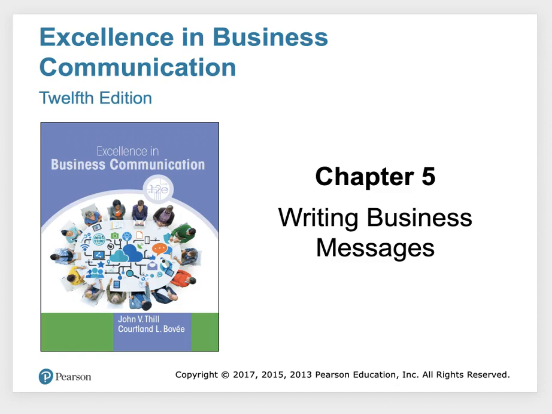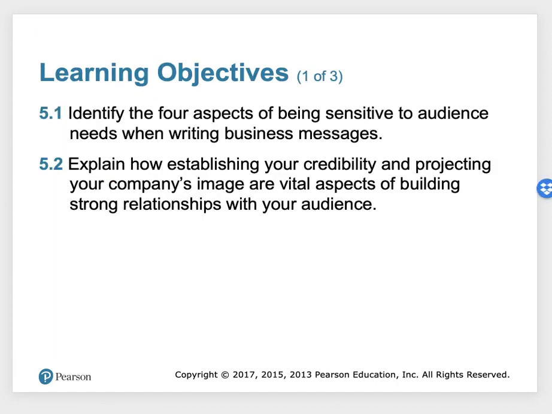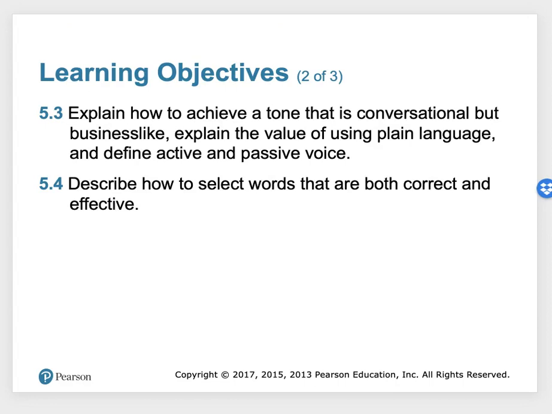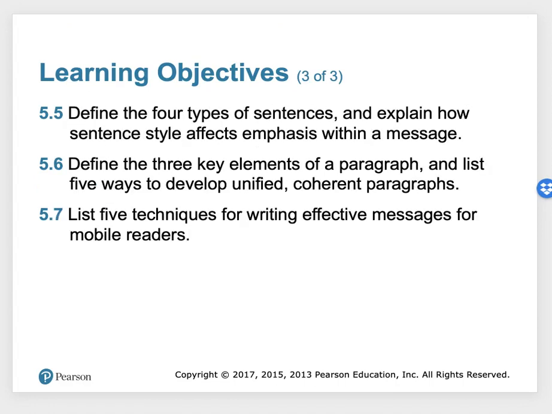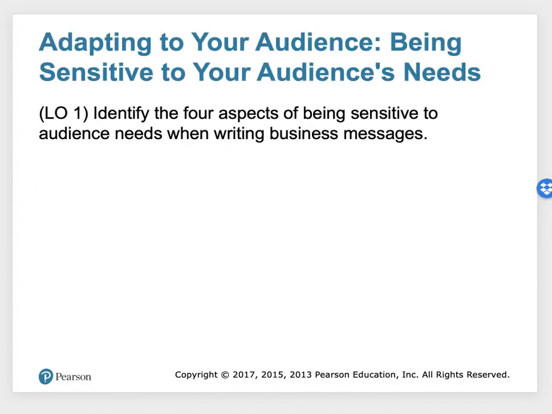Awesome. All right, so let's get to Chapter 5. Once again, I'll let you read through all the learning objectives as you review the chapter. We have 7 for this chapter, and let's start with learning objective number 1, which is to identify the 4 aspects of being sensitive to audience's needs when writing a business message. As I've mentioned several times already, and I'm sure I'll continue to say it throughout all of these lectures, you need to start by adapting your message to your audience and making sure that you're expressing your ideas clearly and persuasively with your audience in mind.